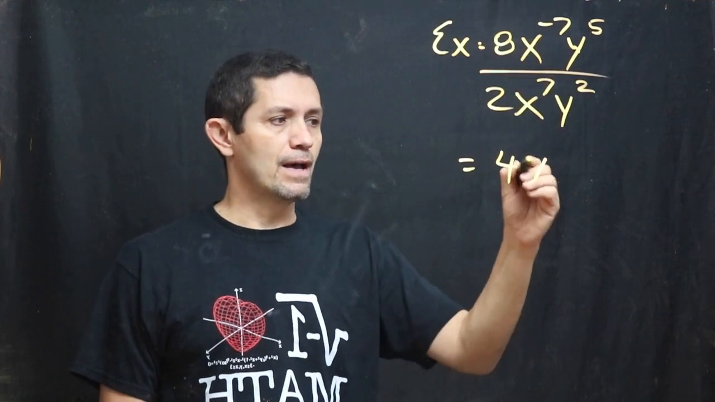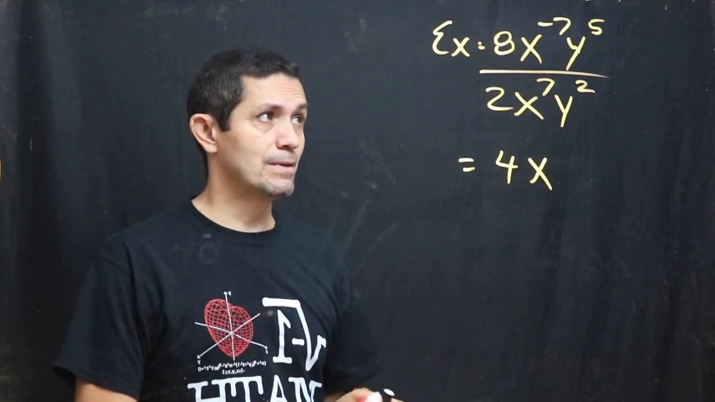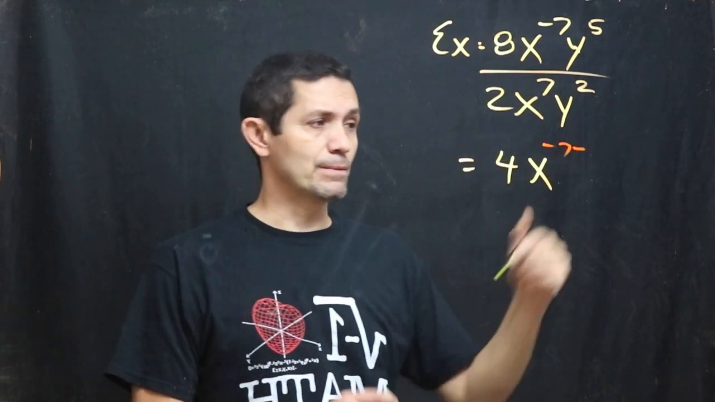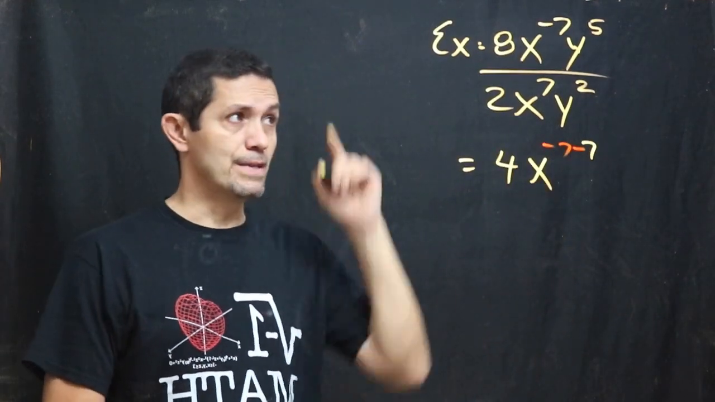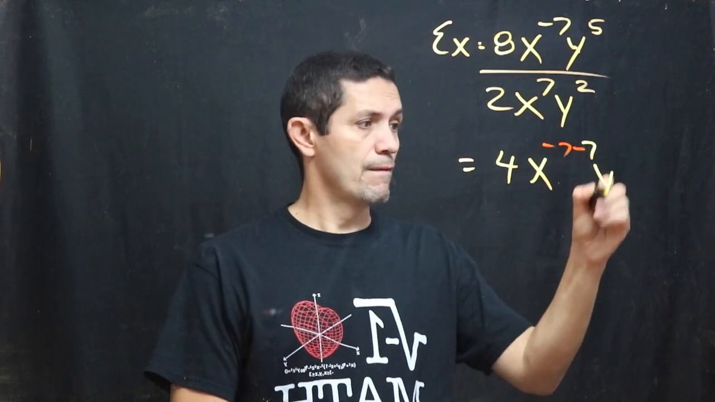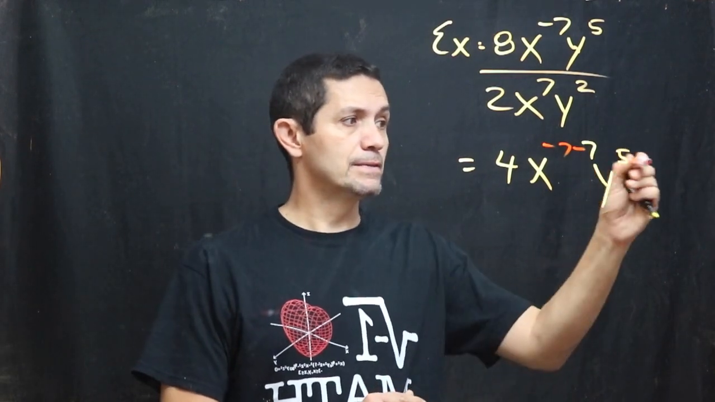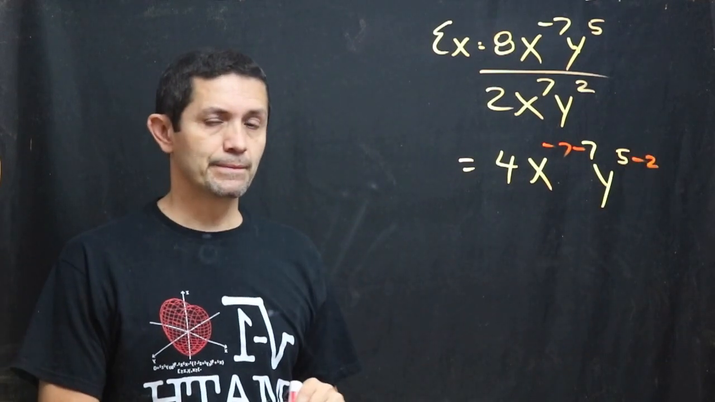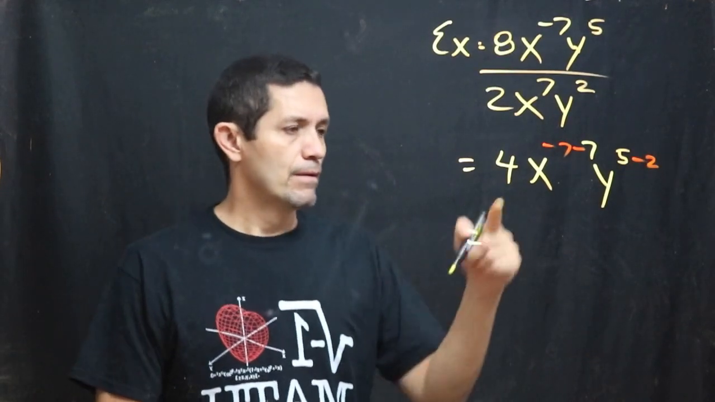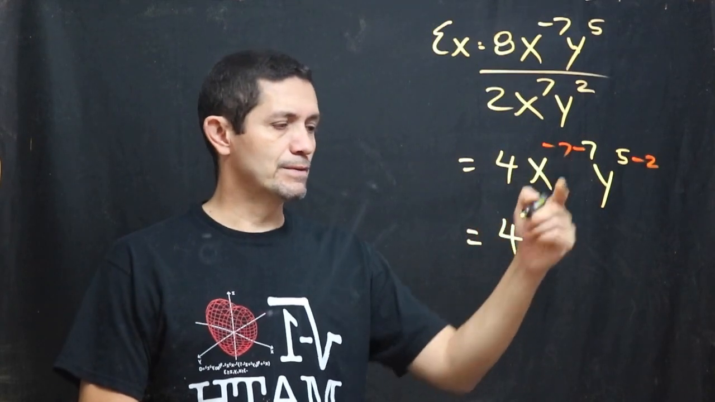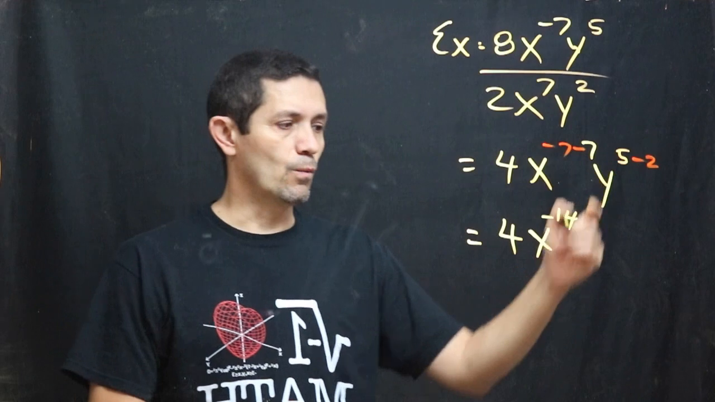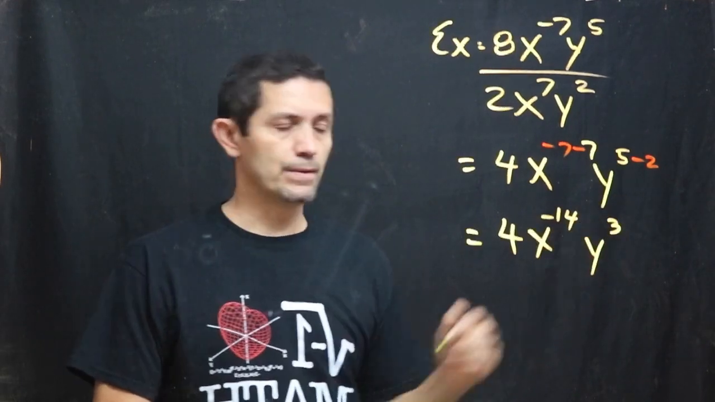Now here I have x to the negative 7 on the top minus the exponent from the bottom. Remember, it's the exponent from the top minus the exponent from the bottom. Keep that in mind, okay? So 4, negative 7 minus 7, negative 14, and then the y, 5 minus 2, is 3.